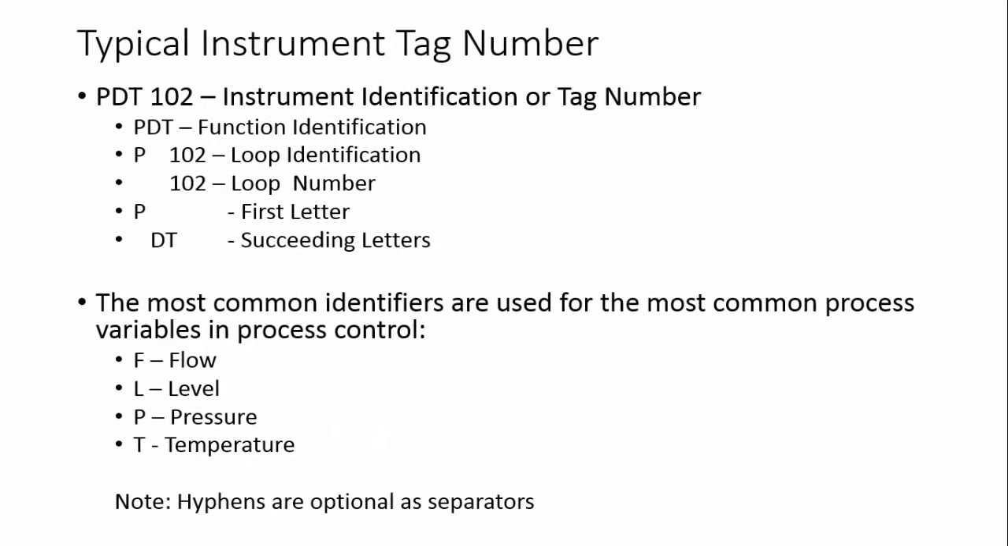Some of the typical tag numbers that you might see, like one is PDT-102, is an instrument identification or tag number. The PDT is a function identification. The 102 happens to be a loop identification or a loop number. The P is the first letter and the DT is the succeeding letters. So you could go to that table and look up PDT to find out exactly what that letter combination represents. The most common identifiers that are used in process are F for flow, L for level, P for pressure, T for temperature. The hyphens that you may see are optional.